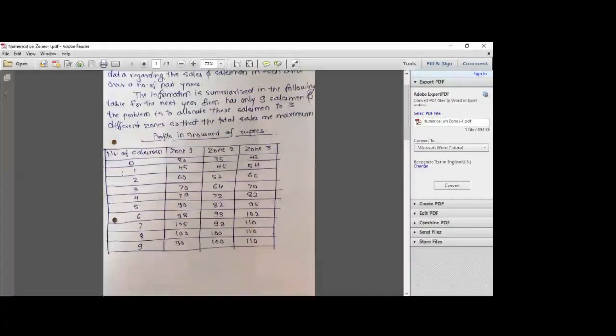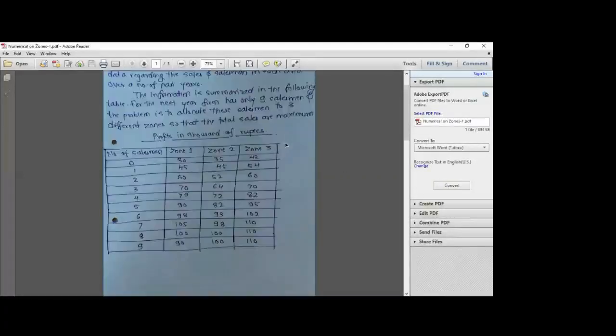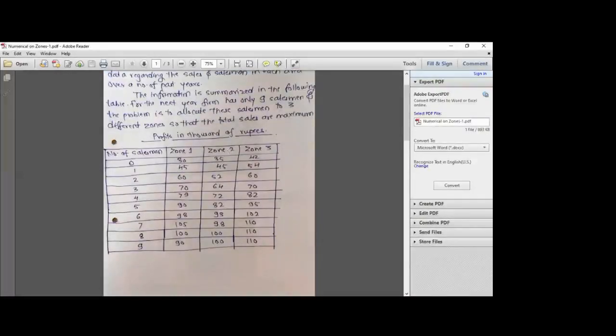So the table suggests that if there is no salesman located in zone 1, zone 2 and zone 3, there will be some sale of that product, and the profit is 30,000, 35,000, 40,000. If I'm allocating one salesman to zone 1, one salesman to zone 2 and one salesman to zone 3, obviously the profit will be more. It is 45, 45, 54.